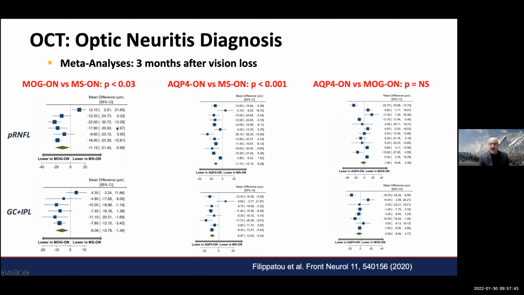Here was a nice meta-analysis recently published showing that for peripapillary retinal nerve fiber layer thickness and for ganglion cell interplexiform layer thickness, while aquaporin 4 optic neuritis tended to cause thinner peripapillary retinal nerve fiber layer and ganglion cell layer than MS, as well as MOG did, you could not differentiate simply between aquaporin 4 disease and MOG disease based on these measures. So therefore, you're going to have to use clinical intuition and not be dependent on OCT, even post hoc, to be able to easily differentiate these forms of optic neuritis.